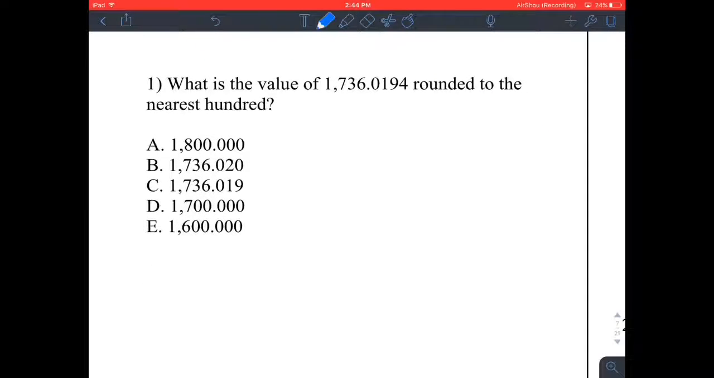Example 1. What is the value of 1,736 and 194 10,000s rounded to the nearest 100? So here's our 100. We look one to the right, which is a 3. Since it's below a 5, it's going to round down, which is going to make this 1, 8, 0, 0. Everything else becomes a 0 after that.